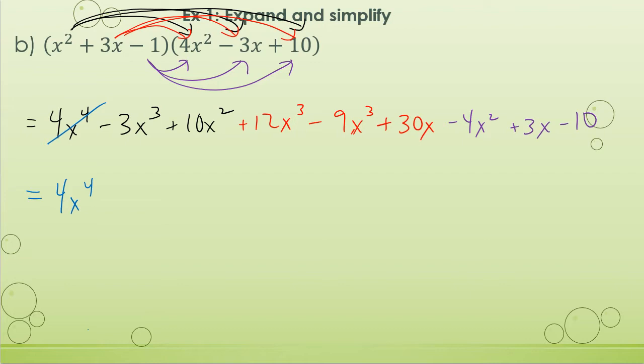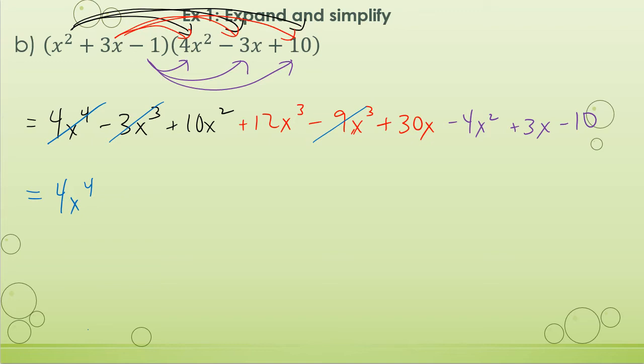X cubes, I got a negative 3x cubed there and a negative 9x cubed there. And I've got a 12, oops, we made a mistake.